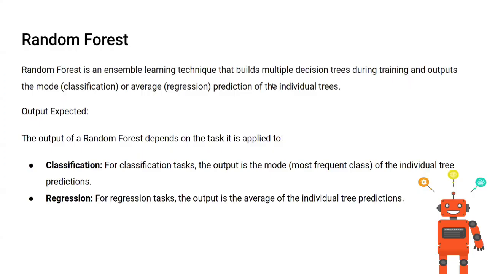Random forest. Random forest is an ensemble learning technique that builds multiple decision trees during training and outputs the mode or average prediction of the individual trees. The output from a random forest depends on the task it is applied to. If it is a classification task, the output is the mode of the individual tree predictions. If it is a regression task, the output is the average of the individual tree predictions.